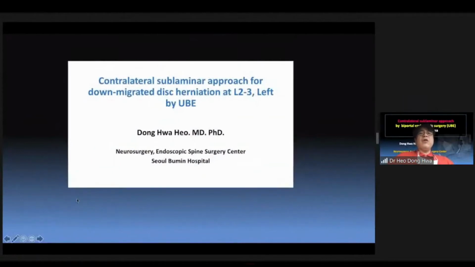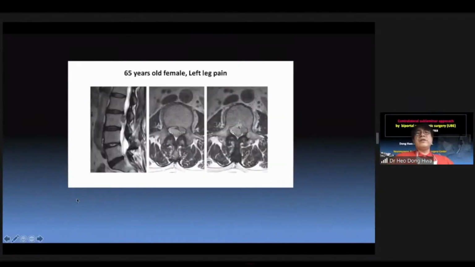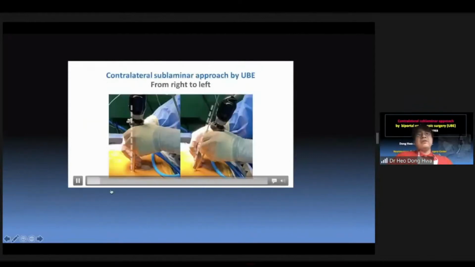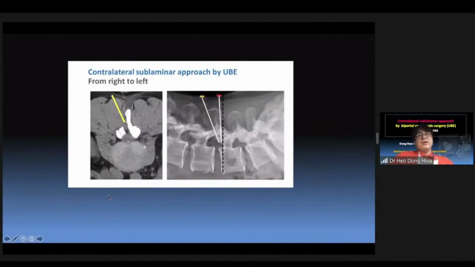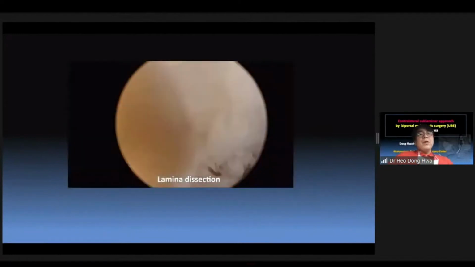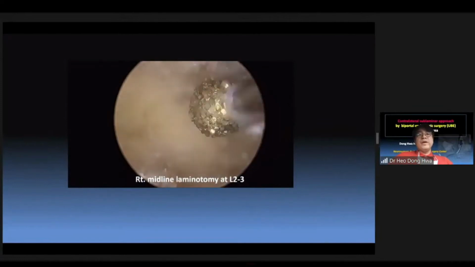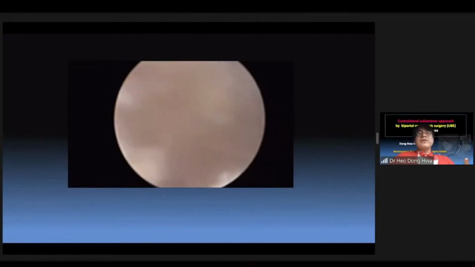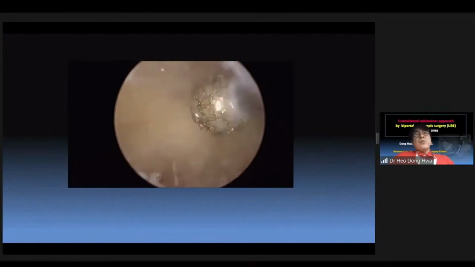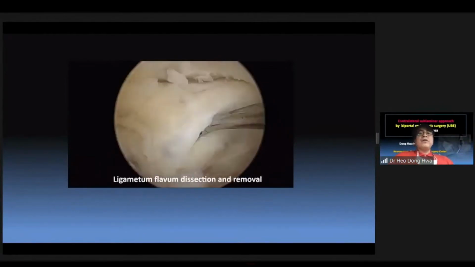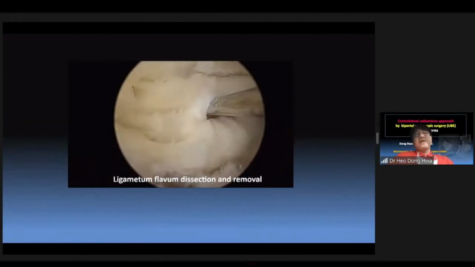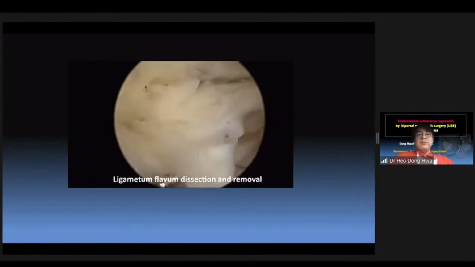This patient has a down-migrated disc herniation at the high upper lumbar area. I did the sublaminar contralateral approach, so right to left approach. I did the midline laminotomy, left to right side midline laminotomy here. This procedure is a very familiar approach in endoscopic decompression of spinal stenosis. So this is the mid portion.